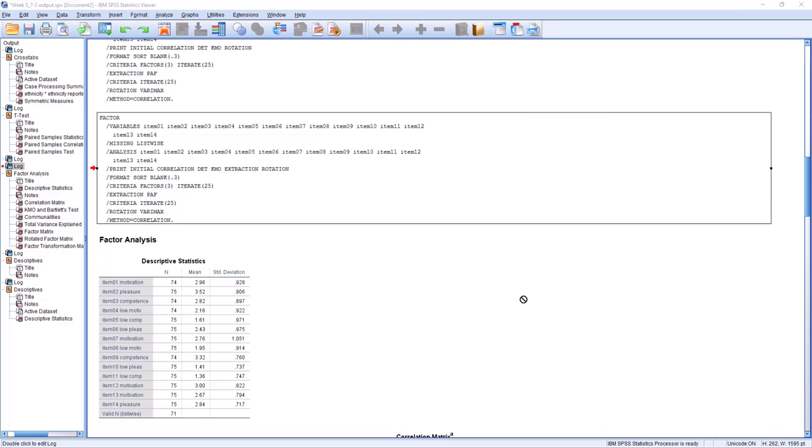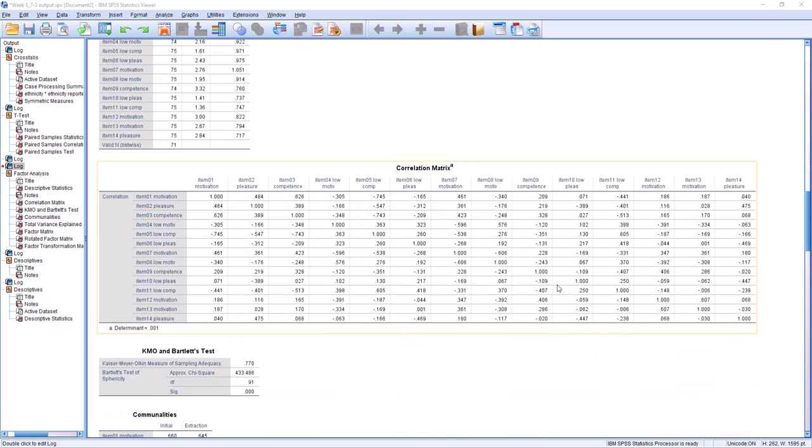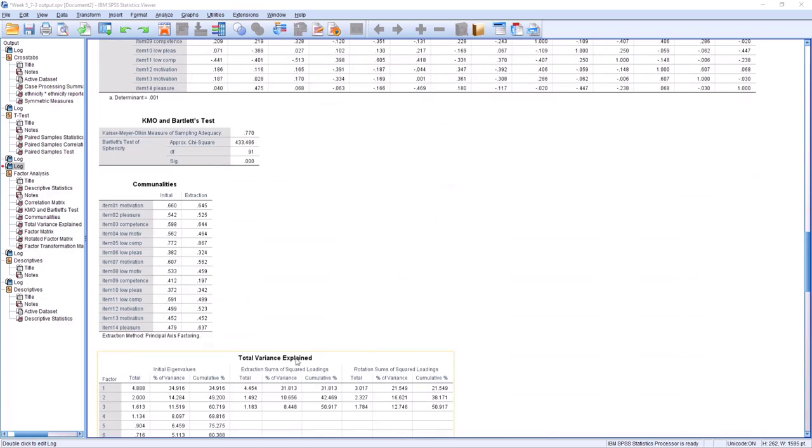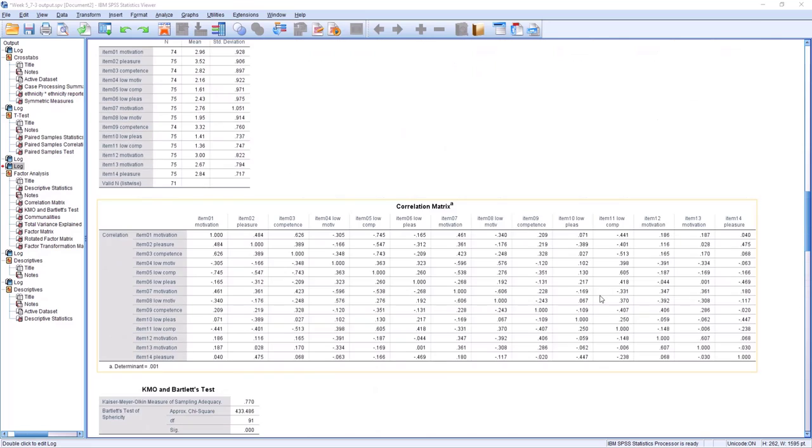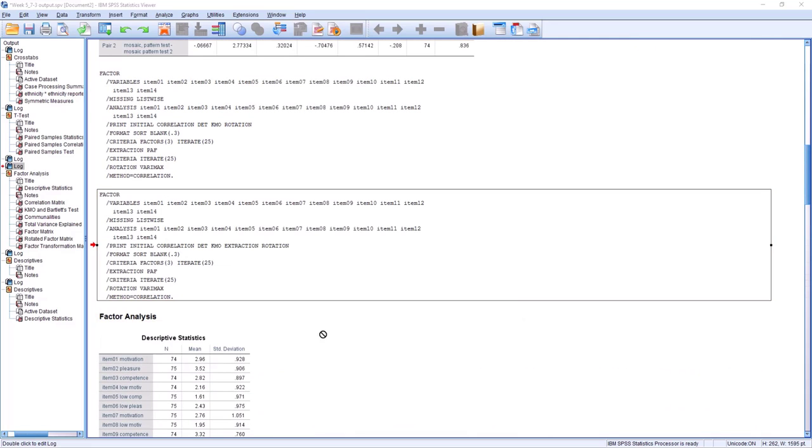Hi everyone. A few of you have asked about the explanation of total variance explained, and I'm going to try and do that.